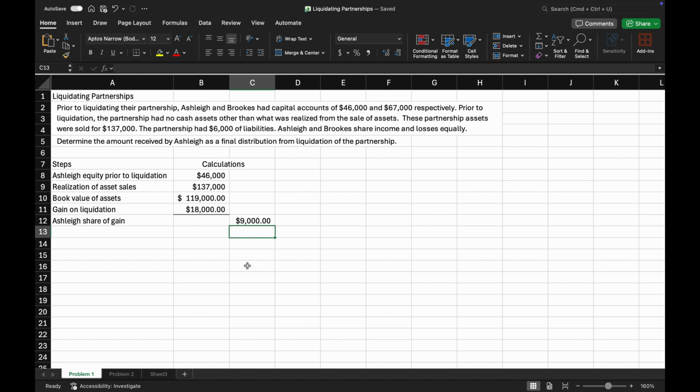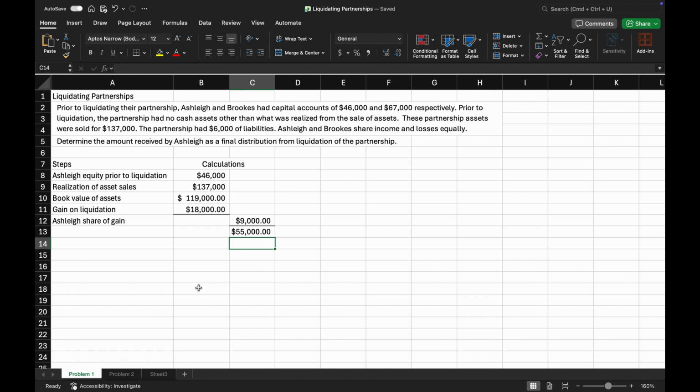Finally, we must calculate the final cash distribution by adding the beginning equity plus the allocated gain or loss. For us, that'll be $46,000 plus $9,000, which comes out to $55,000 for Ashley's final cash distribution.